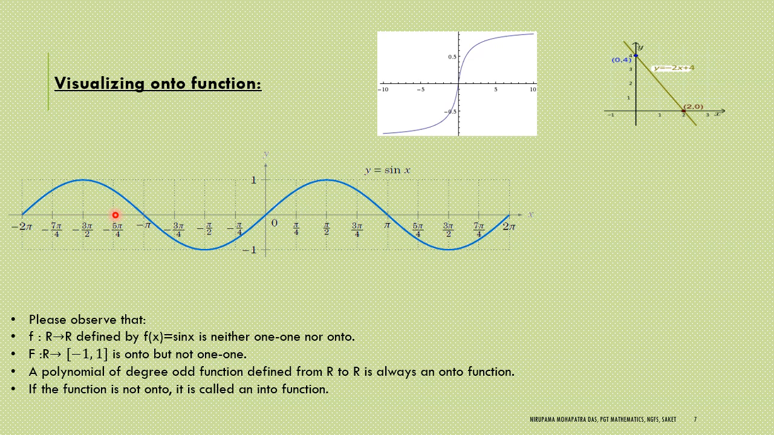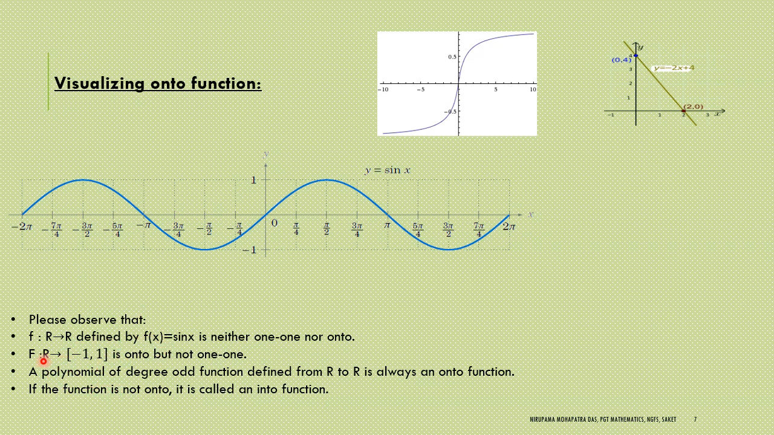Okay, and whether it is 1-1 or not, you see, if you take any horizontal line, wherever you take it, in general there are many points of intersection. So whenever the horizontal line intersects the graph of the curve at more than one point, the function cannot be a 1-1 function.